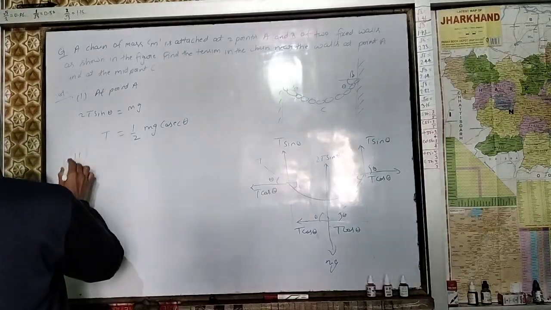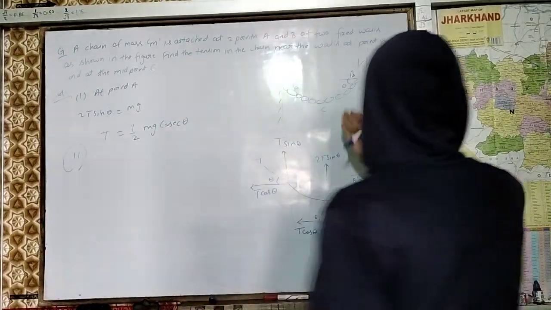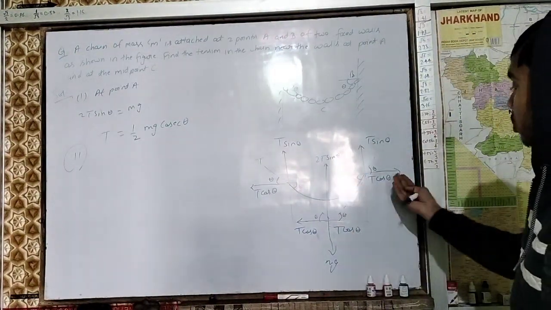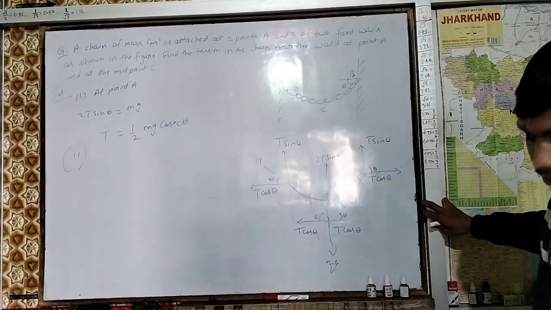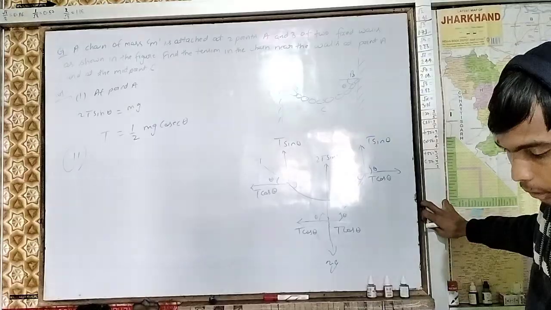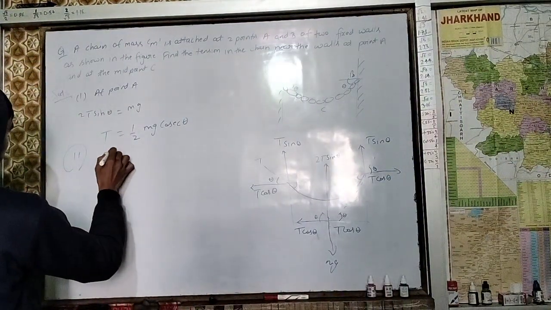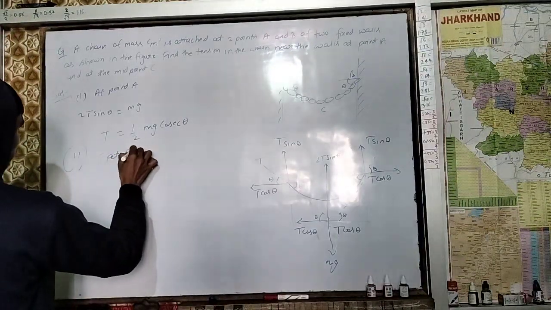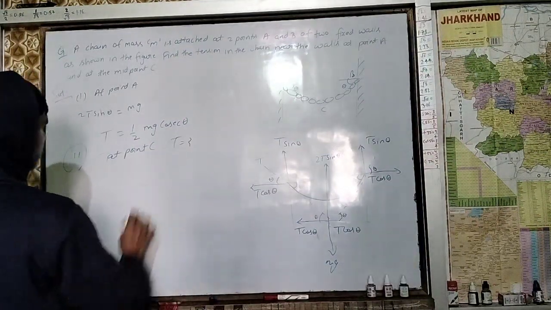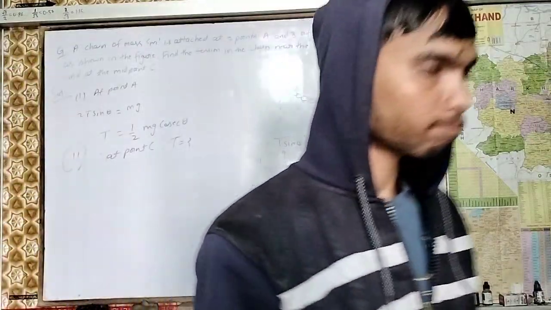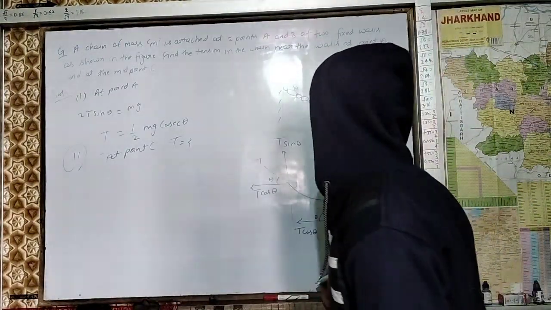Now the second question is the tension along the horizontal direction, T cos theta. It is the same everywhere, as there is no external force acting on it in the horizontal direction. Then at point C, what would the tension be? This is what the question is asking, horizontally.